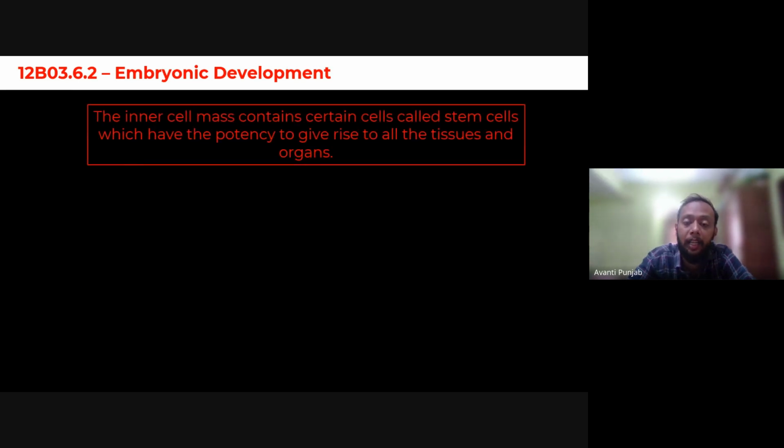Now, inner cell mass contains certain cells called as stem cells, which have a potency to give rise to the tissues and the organs. जब भी आपके सामने term आएगा stem cells, तो stem cells को आपको यहाँ पे याद रखना है. When you get a term like stem cells, so these are the cells which have a potential to form any kind of cell. ये आपके कुछ वो cells होते हैं which can have a potential to form any type of cell. So they can form anything.